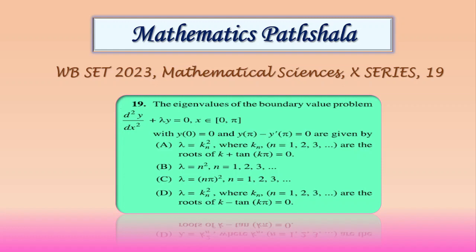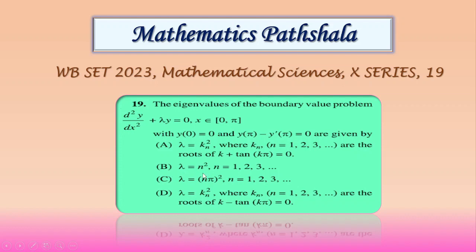Here the eigenvalues of the boundary value problem d2y by dx2 plus lambda y is equals to 0, where x belongs to the closed interval 0 to pi, with these two boundary conditions given, y(0) is equals to 0 and y(pi) minus y dash(pi) is equals to 0, are given by option A. Lambda is equals to kn square where kn are the roots of k plus tan k pi is equals to 0, n is the set of positive integers.